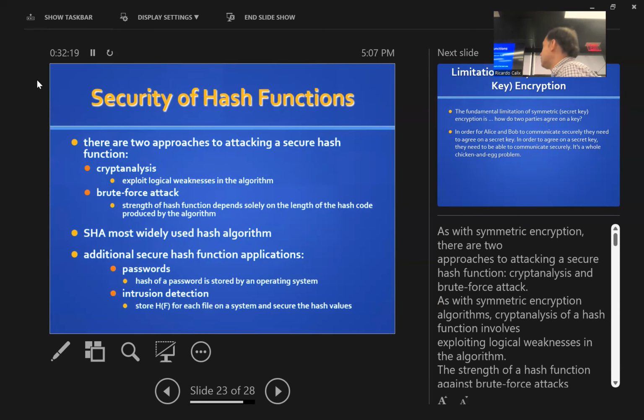There are approaches again to break hashes. Cryptanalysis, exploiting logical weaknesses in the algorithm. Or brute force, guessing things, trying everything until you achieve what you want. SHA is the most widely used hash algorithm. And some of these, as I said, use passwords and so on. Later on, we're going to look at uses of hashes for other applications, like we're going to tie it to malware. So obviously in malware detection, hashes are used. Do you guys know how that works? How does an antivirus use hashing?